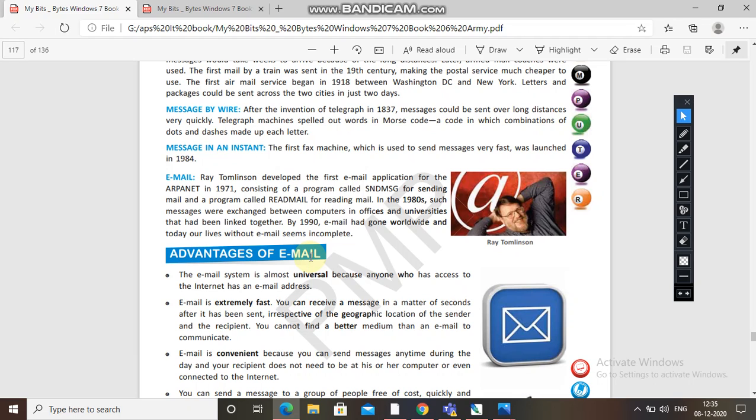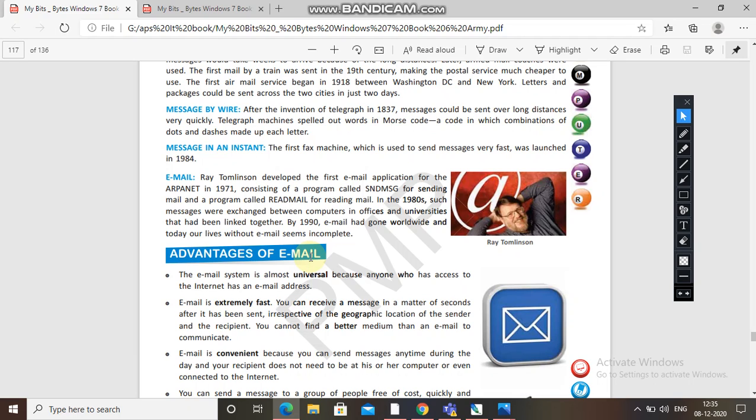The first fax machine, which is used to send messages very fast, was launched in 1984. Then email was introduced. Ray Tomlinson developed the first email application for the ARPANET in 1971, consisting of a program called SNDMSG for sending mail, and READMAIL for reading mails. In the 1980s, such messages were exchanged between computer offices and universities that had been linked together. So these all are small methods which people used in the older times.